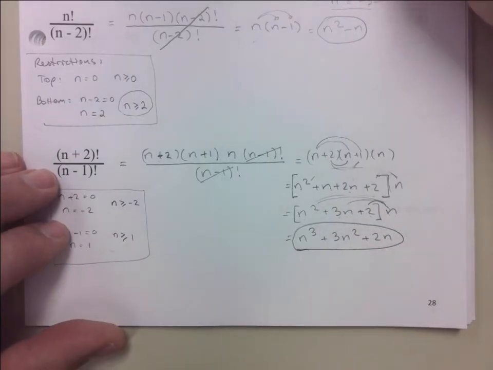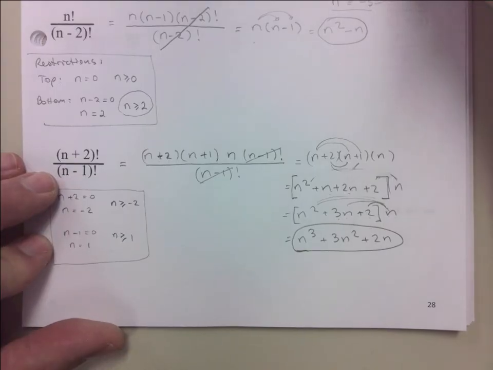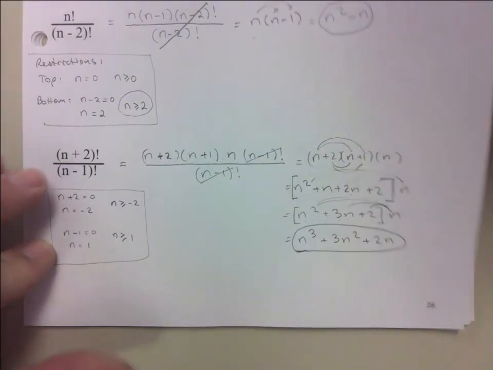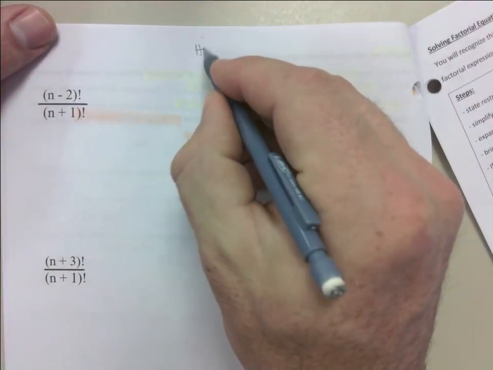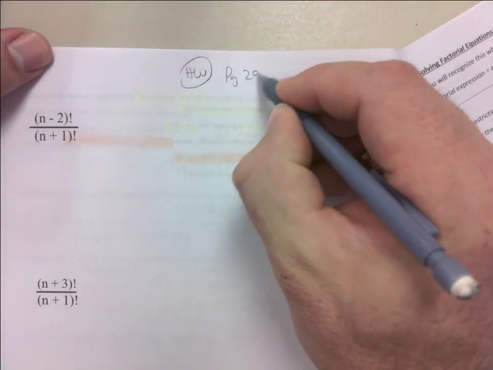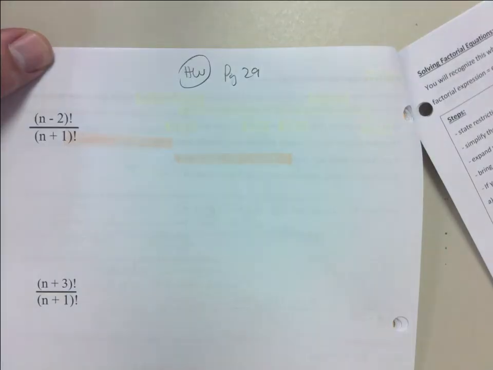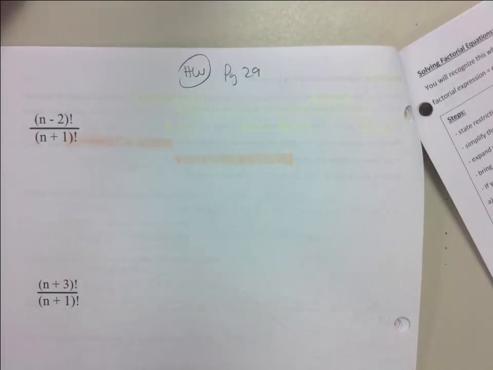All right, let's go on to equations here. I'm going to ask you to do 29 as homework. Page 29. There's 2 there. That's it. Okay? Then let's go to 30.